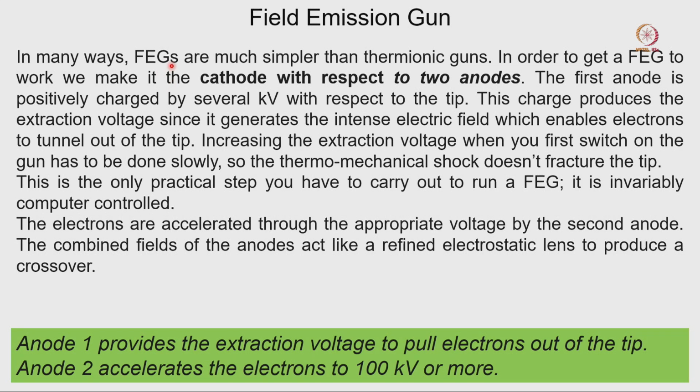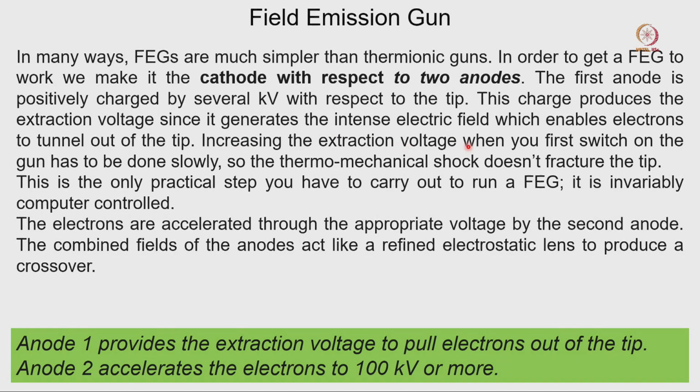What is the field emission gun? The field emission gun is much simpler than the thermionic gun. In order to get a field emission gun to work, we make it the cathode with respect to two anodes. The first anode is positively charged by several kilovolts with respect to the tip, and this charge produces the extraction voltage, since it generates the intense electric field which enables electrons to tunnel out of the tip.